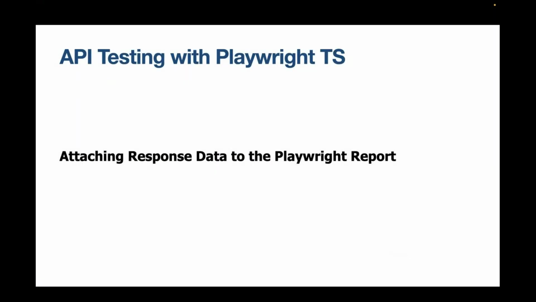Let's learn about attaching response data to the Playwright report. While generating the report in the previous test, you might have observed that most of the data that we see are only the steps in the report. We do not see any response data or the required output data that the GET API fetched from the server. So if you want to see that in the report, how do you attach those data so that it can be verified all at once as soon as the report is generated?